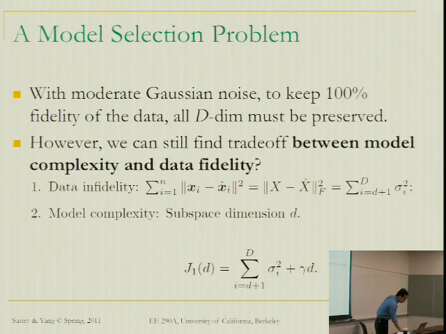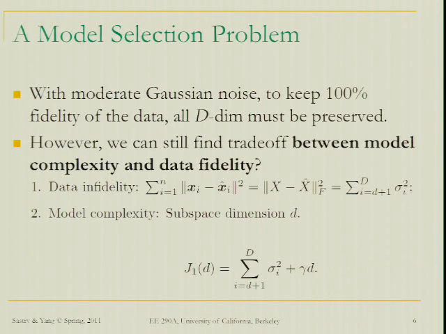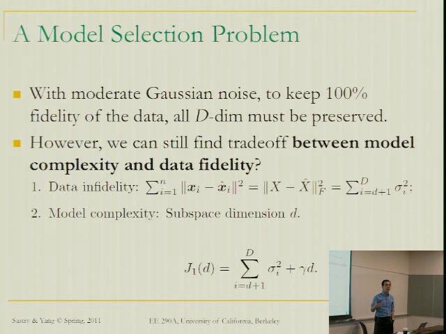Okay, so next we are going to say that, of course, with moderate Gaussian noise, if we do want to keep 100% fidelity of the data, we have no choice but to use all the capital D dimensional original space to model the data, right? Because the matrix becomes non-singular, becomes full rank, which means if you do the singular value decomposition, as long as you drop any of the singular values, any of the components, you are going to miss some of the data, some of the accuracy.